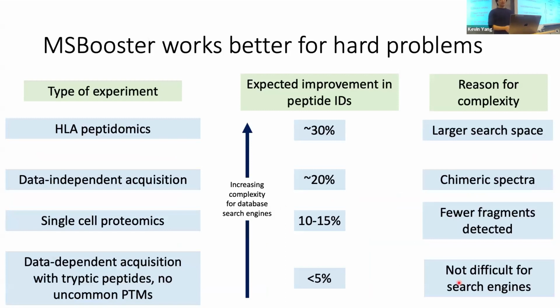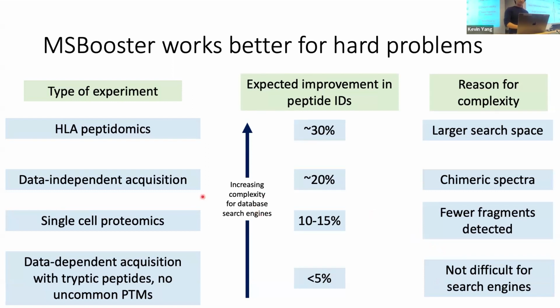One really cool thing is that MSBooster actually works better for the hard problems that database search tools do not work well for. I've already mentioned that in HLA peptidomics, we get this 30% boost. The reason for that is this hugely expanded search space, where the peptides presented in this data set are not digested by trypsin. So you don't expect lysine and arginine at the end of all of them. They could really be any subsequence that you find in a protein. Because of that lack of constraint, you get a lot more peptides you have to consider, and database search tools will struggle with that much larger database.